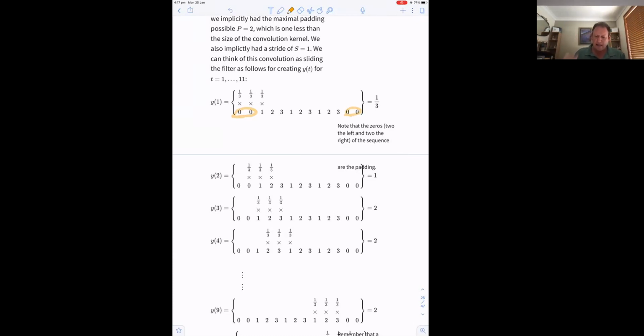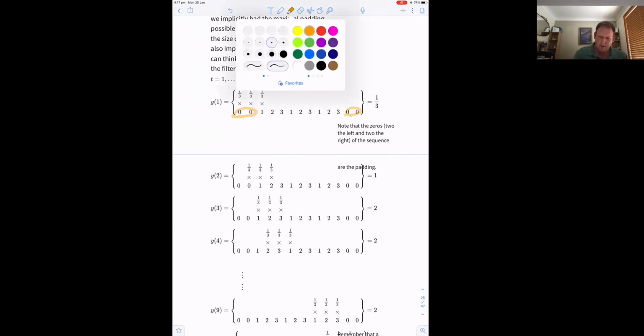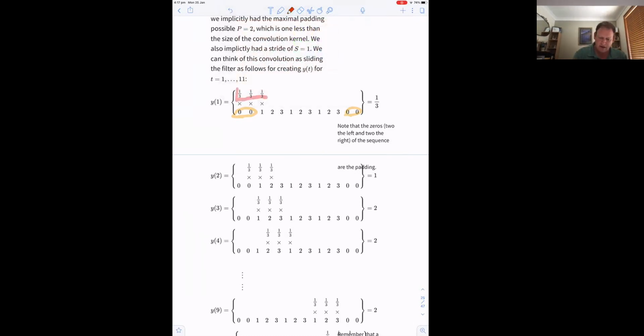Then when you're doing the convolution, the first thing you do is take your convolution filter, this guy, and do the inner product of this thing that I circled in red with this thing that I'm circling in blue. Doing the inner product: this times that, this times that, this times that, add them, and you get a third. That's how you do it.